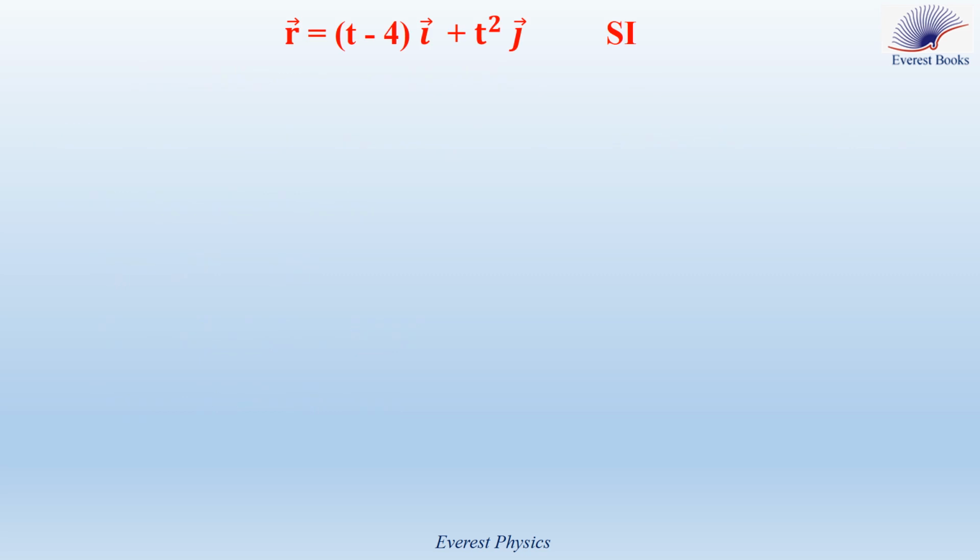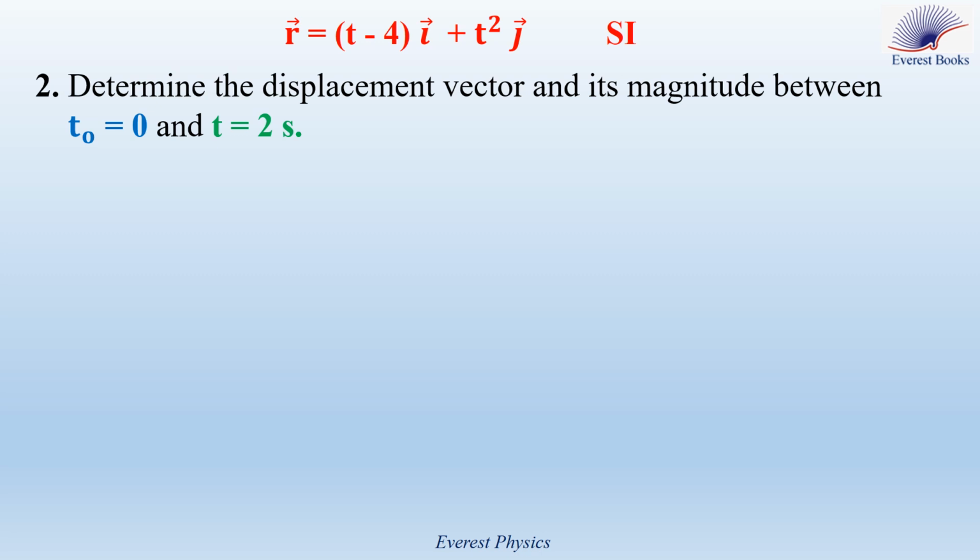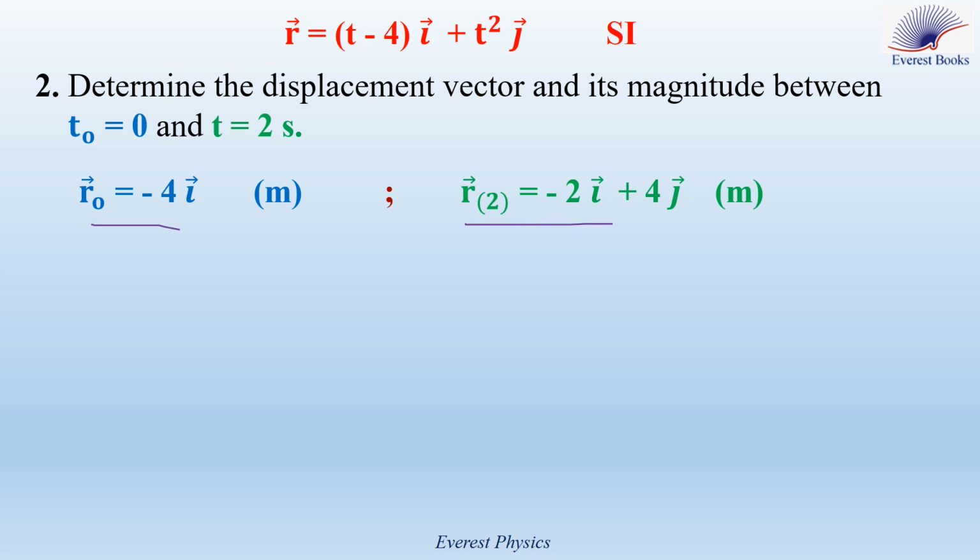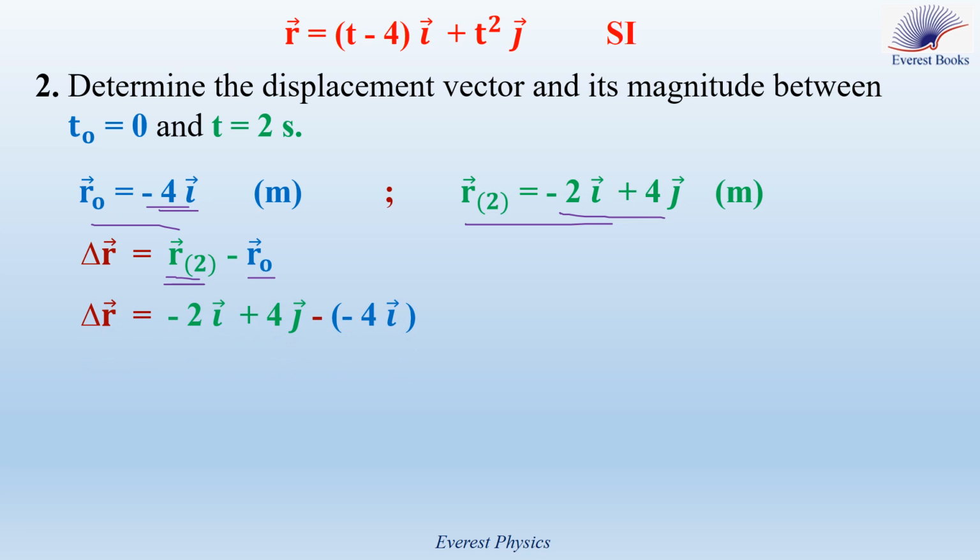Let's move to part 2. Determine the displacement vector and its magnitude between time 0 and time 2 seconds. We have the initial position vector and the position vector at time 2 seconds. You know that the displacement vector is equal to the final position vector minus the initial position vector. So replace the position vector at time 2 seconds by minus 2i plus 4j and the initial position vector by minus 4i. You get this equation. This is going to be delta r equals 2i plus 4j.